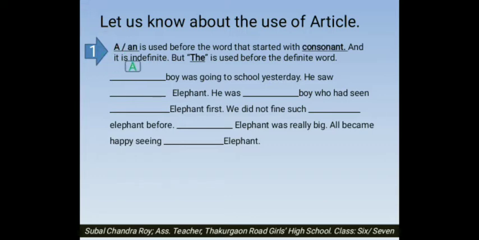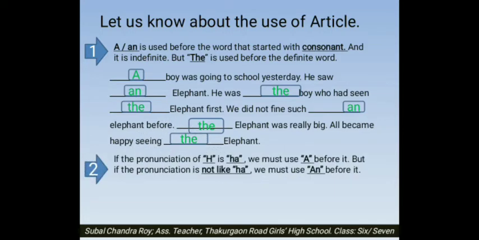If we understand this, if we fill these gaps, we can match our answer with the answer paper. A boy and an elephant, and the boy, and the elephant first, and shot an elephant, and the elephant was really big. All became happy seeing the elephant. I think you understand this one very much. Okay, let's go to the next rule.